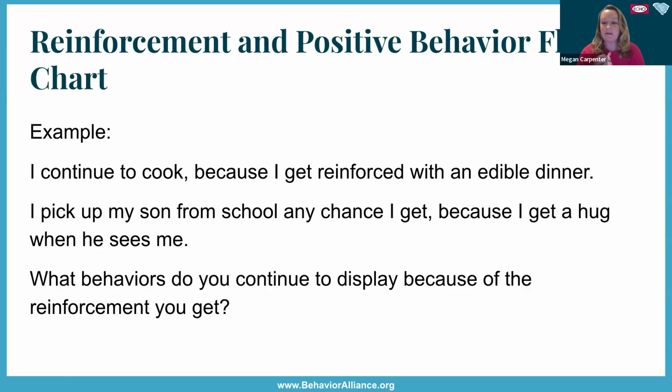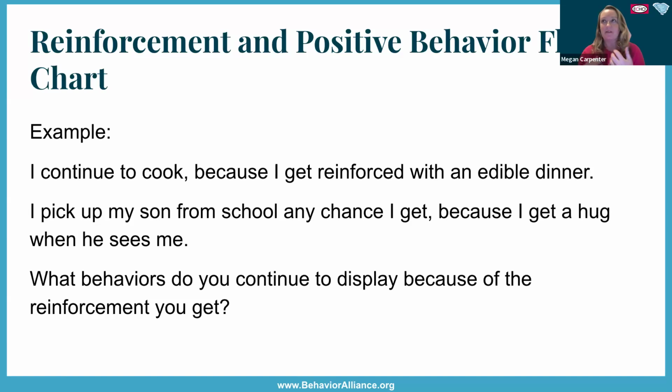If I rearranged my schedule and then found that somebody else, like another caregiver, picked up my son from school and I didn't get to see him after school, I wouldn't rearrange my schedule to pick him up if he's not going to be there, if I'm not going to get that hug, right? If I'm not going to get to spend some time with him.